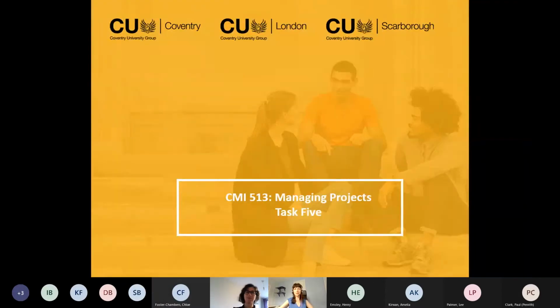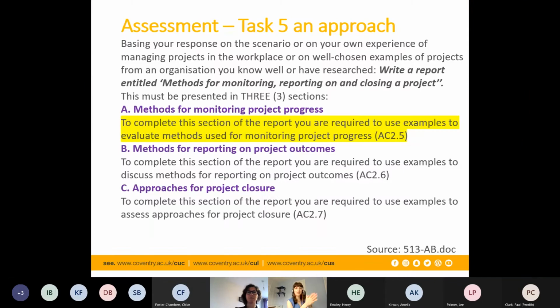Right, okay, so task 5, our final task. There are 3 things that we need to do here. We are writing a report entitled Methods for Monitoring, Reporting and Closing a Project, so it's really going through the whole life cycle. The first thing that we need to do is look at ways in which we can evaluate how the project's progressing as it goes along. So that's the first thing that we're going to look at.